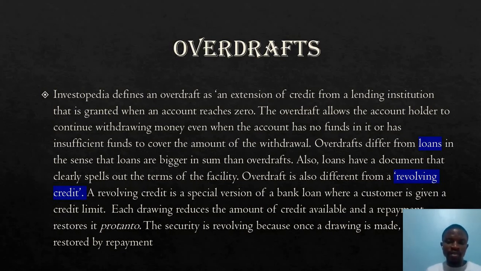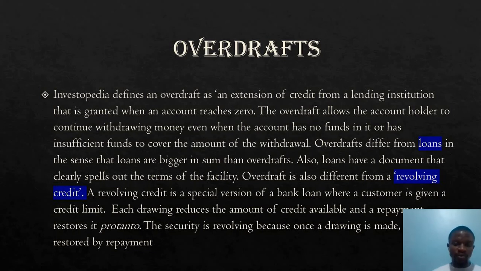Overdraft is also different from a revolving credit, in the sense that a revolving credit is a special version of a bank loan where you are given a credit limit. The bank says, okay, even if you finish all you have with us, you can spend money up to this particular amount. It looks like an overdraft, but it's not. It's just a special version of a bank loan. That is another type of bank loan, but you are given a limit to spend, right?